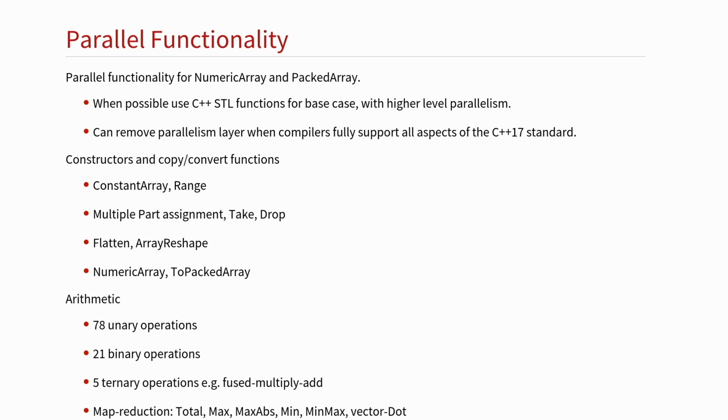So here are the parallel functions that have been implemented in the runtime library, quite a few of them. Anything that's a constructor: constant array, range, multiple part assignment, take, drop, flatten, and array reshape. Of course, numeric array, the constructor, and to packed array. The new thing that we have is all arithmetic now works on these numeric arrays. So I can add them, subtract them, use bit operations, all sorts of things with those. We have 78 unary operations, 21 binary, and 5 ternary that we don't yet have an interface for. They're used in linear algebra. And we also have map reduction things like total, max, min-max, max abs, etc.